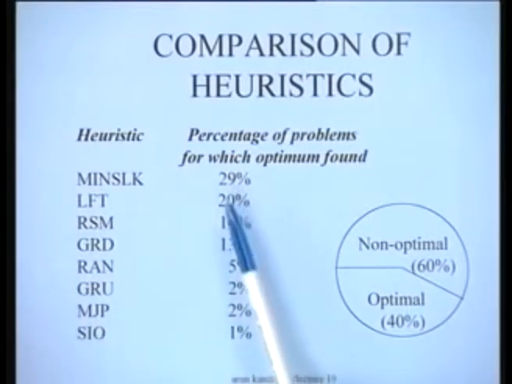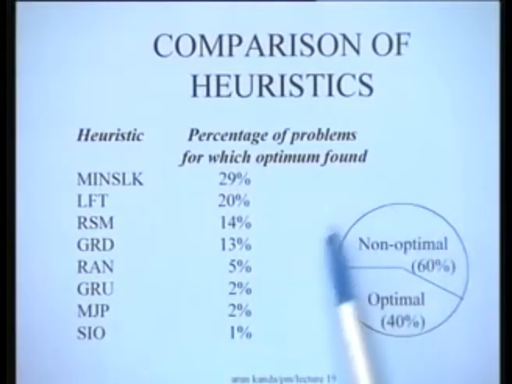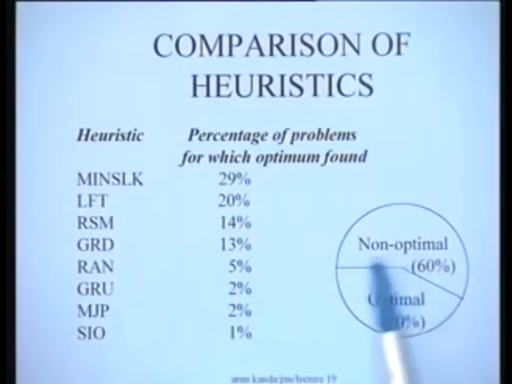Of course, since these rules did not give the optimum for the same set of problems, it showed actually for the entire problem set, optimal solutions were obtained in 40% of the cases by the application of one or more rules, and for 60% of the cases non-optimal solutions were found by the heuristics. That gives you an idea about the performance of these heuristics.